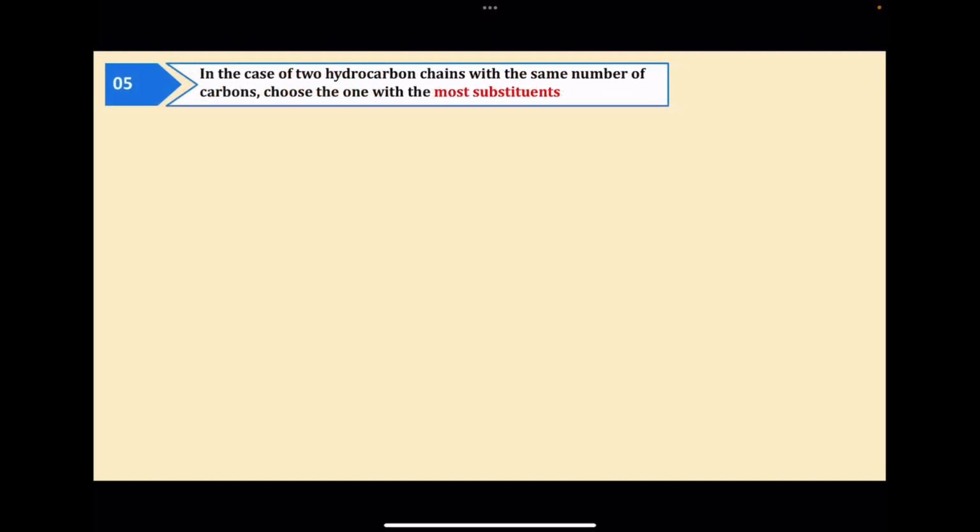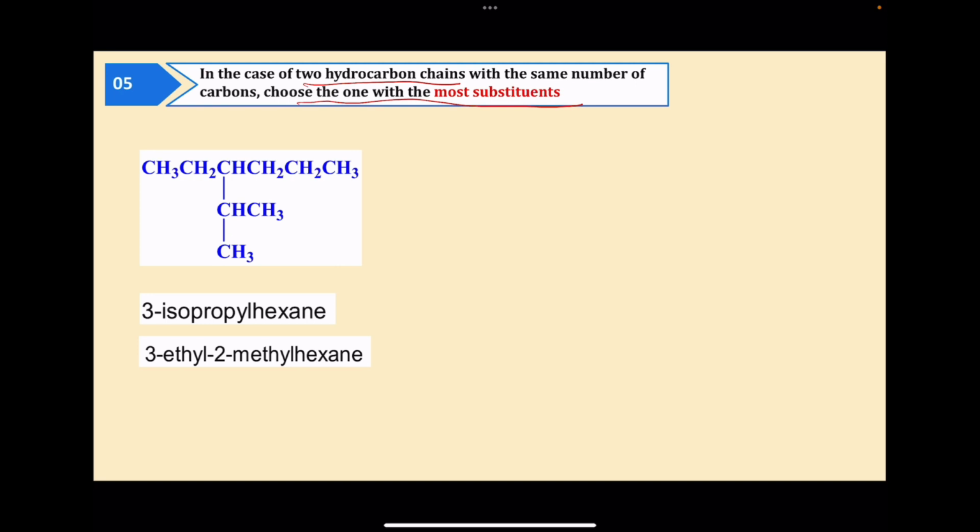The fifth step: in the case of 2 hydrocarbon chains with the same number of carbon, choose the one with the most substituents. We will look at an example for this step. Let's say we have an example like this one. For the possible naming of this compound, there are two: 3-isopropylhexane and 3-ethyl-2-methylhexane. Both give the longest chain as hexane.